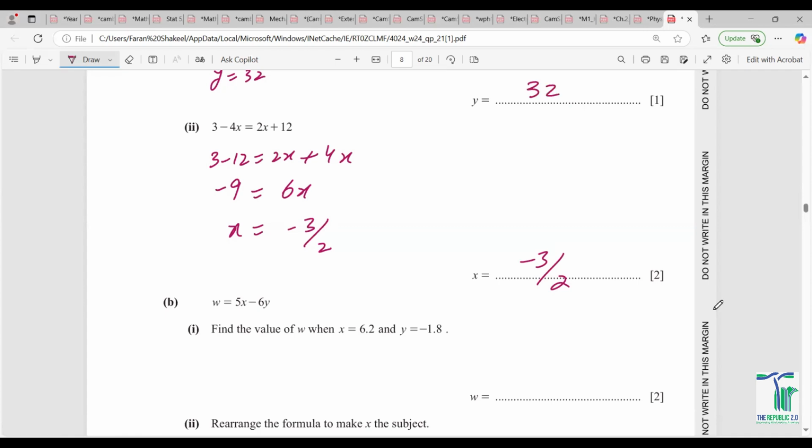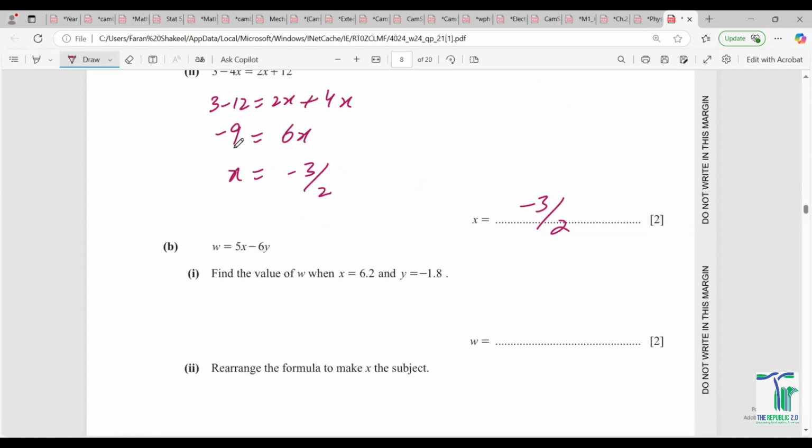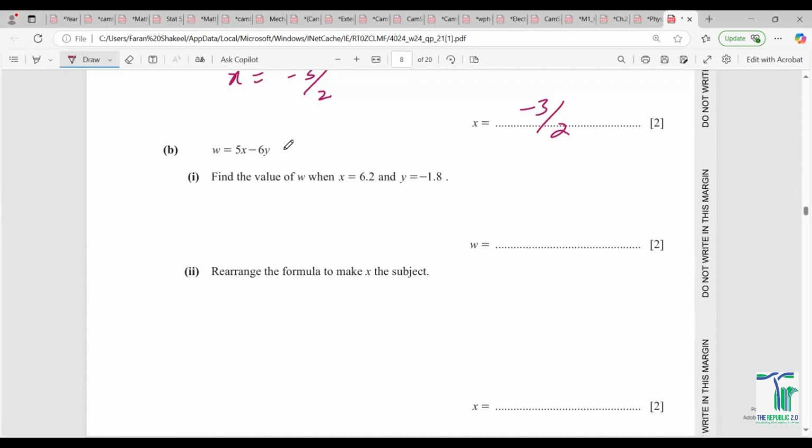That was 32. Now in the B part, w is equal to 5x minus 6y. You've got the value of x, you've got the value of y. Just plug them in and get the value of w. So 5 times 6.2 minus 6 times negative 1.8. If you just solve them down, you would be having 5 times 6.2, which is 31, and then plus 6 times 1.8, and that is going to be 10.8. When you add them up, you would be having something like 41.8.